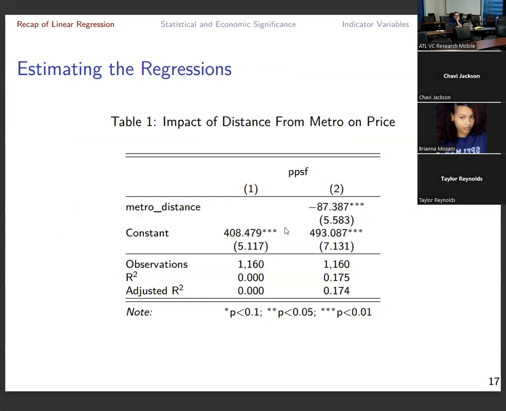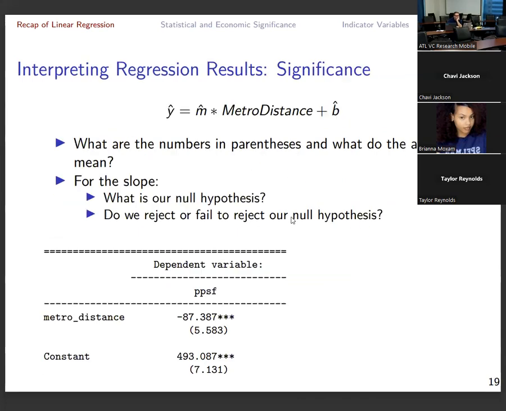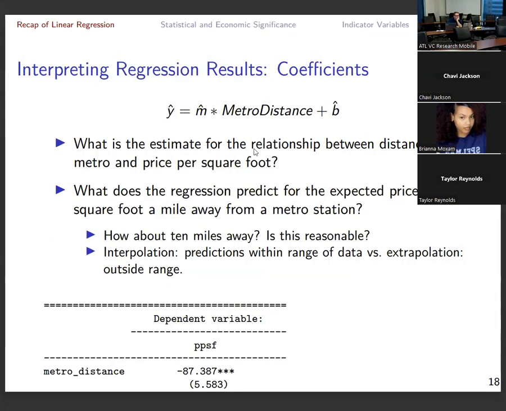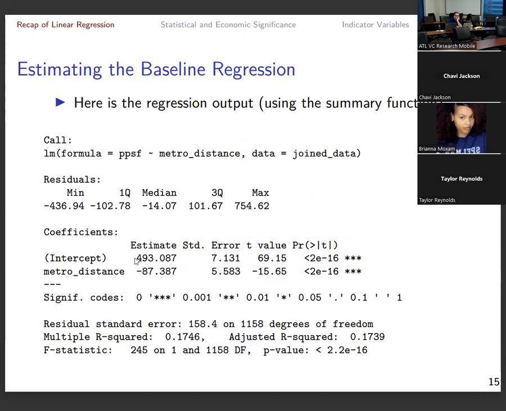So let's come back to some of these questions that I've already asked, but just to dwell on them a little bit more. We've already asked this, I kind of answered this question: what is the estimate for the relationship between the distance from the metro and the price per square foot? Well, that would be this coefficient right here, this negative 87.387, right?